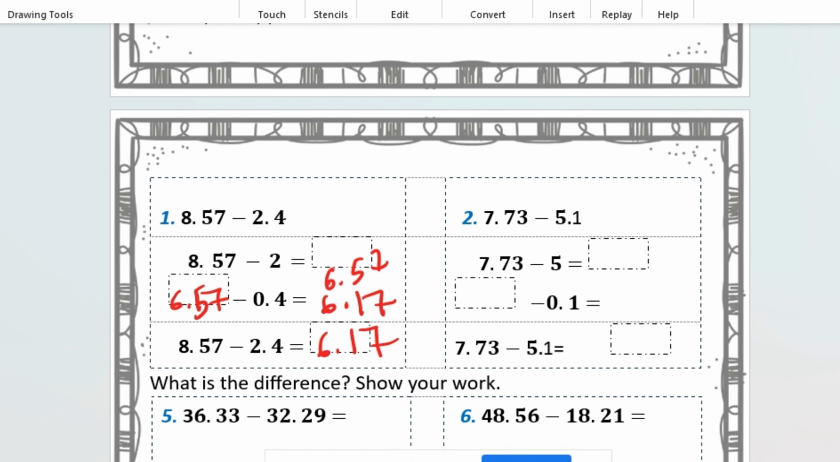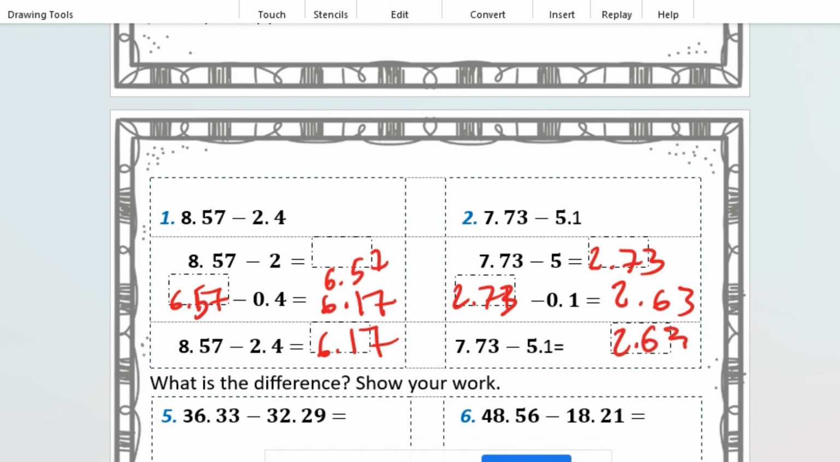You don't need to write it in such prolonged steps. You can just solve it the way you want. But in these questions, we want to use place value. So we subtract the ones, then the tenths, then the hundredths, so you get the idea. So this will be 2.73, then 2.73 minus 0.1 will be 2.63, which will be our answer here.